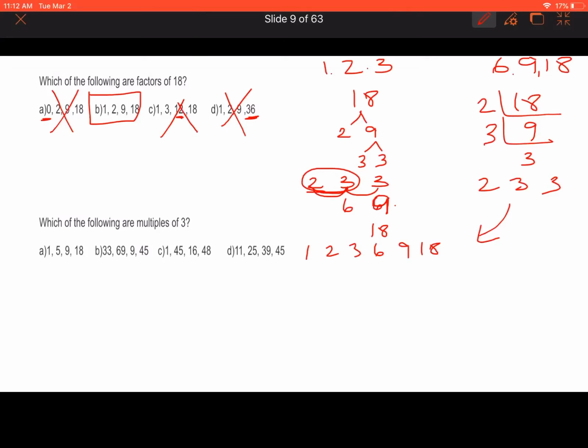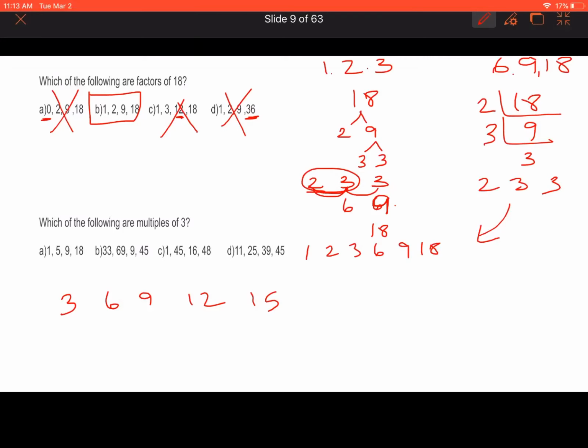Which of the following are multiples of 3? We were doing factorization so far. We'll see what the multiples of 3 are. Immediately we will start writing 3, 6, 9, 12, 15. But see here the options. The simplest method of finding multiples is to check whether the number is divisible by 3. If it gets divided by 3 without any remainder, then it is a multiple of 3. The reverse method we do, right?